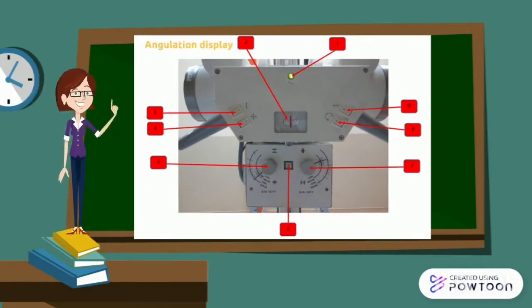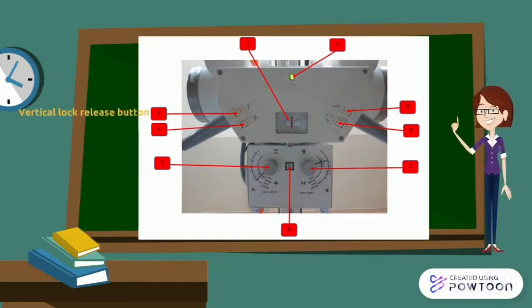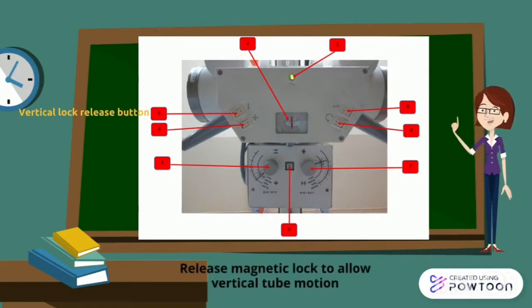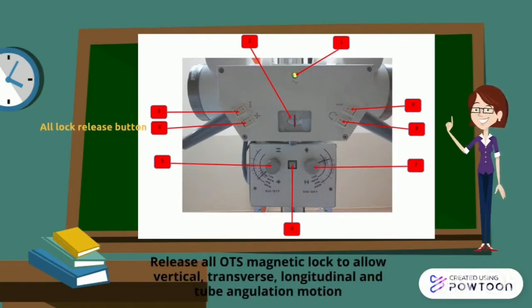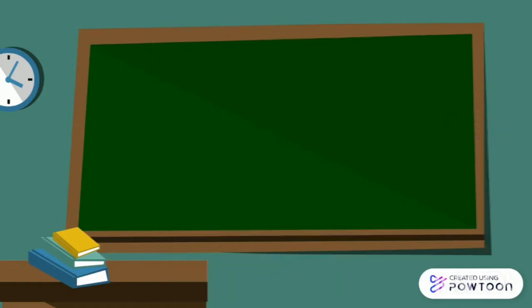The second label is angulation display. It displays tube rotation angle. The third label is vertical lock release button. It releases magnetic lock to allow vertical tube motion. The fourth label part is O lock release button. It releases OTS magnetic lock to allow vertical, transverse, longitudinal, and tube angulation motions.